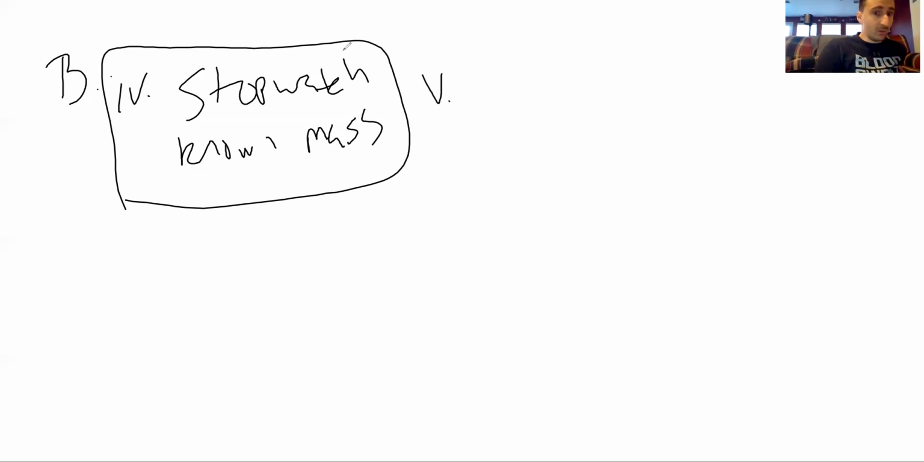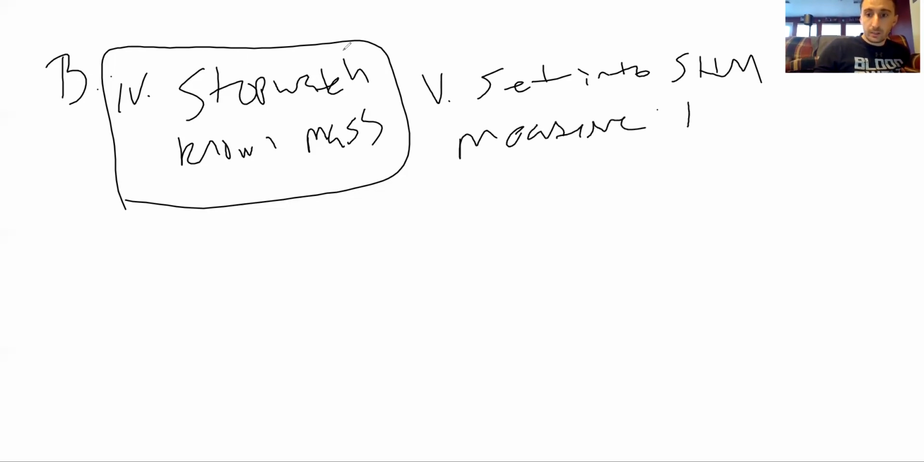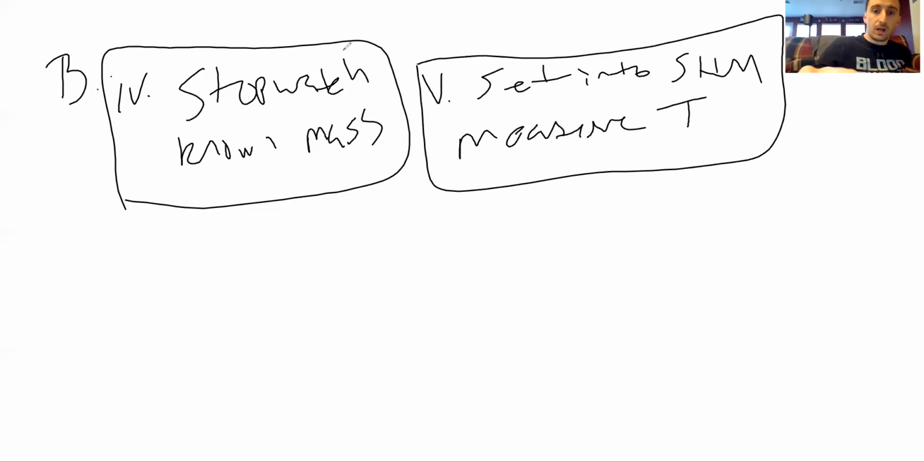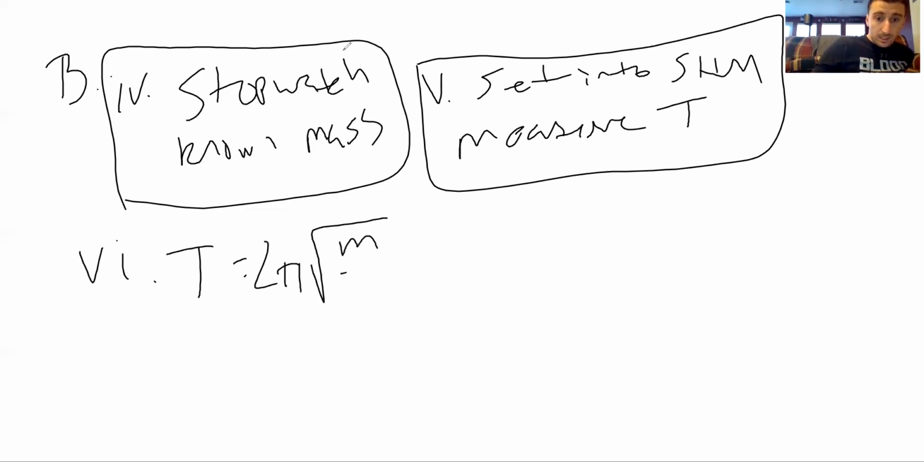So let's look at the B. What measurements would I have to make? Well, obviously you're going to be doing something with the stopwatch. You're going to set it into simple harmonic motion, and then you have to measure the period. That's what you need to do. You need to figure out the period of that spring. And then how would I determine K? I would go here, and I know my period is equal to 2 pi square root of m over k, and then I would just solve for k here. It's kind of convoluted, the solution here.